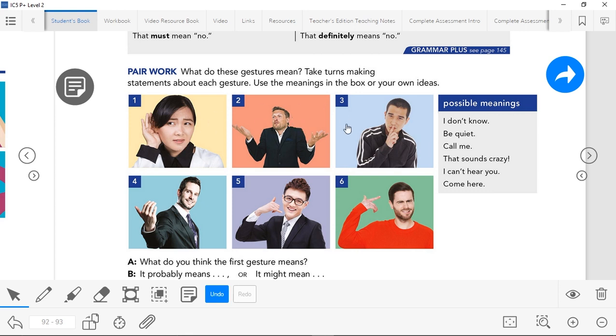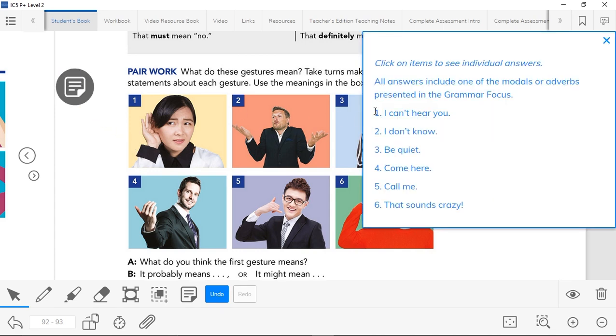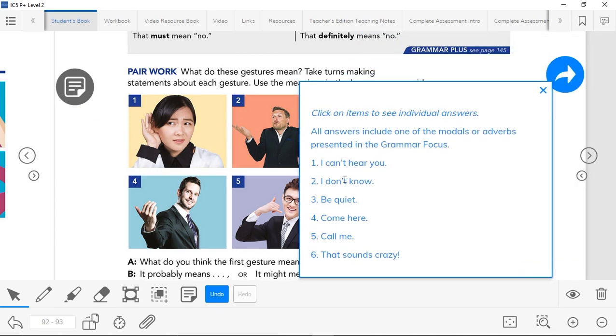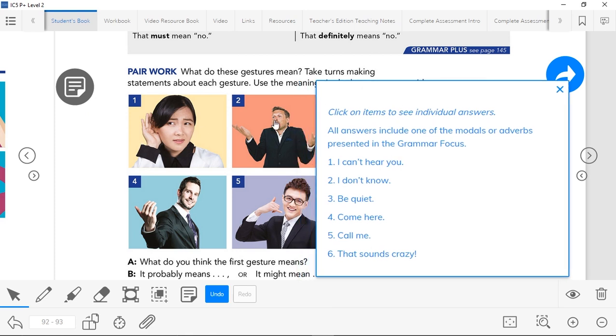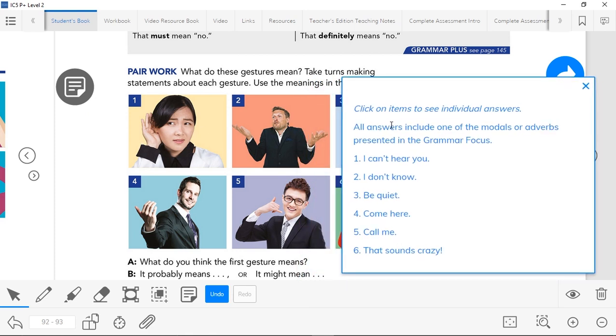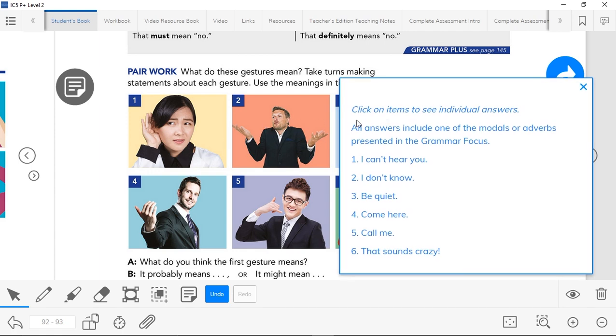Okay, so we have 6 different gestures and 6 different meanings. What do you think it means with each one of them? So take your time to complete this, to match these ones with these ones, and then we're gonna check. Okay, you finished? Let's check. Number 1, maybe it means I can't hear you. This one, oh no, I cannot hear you. Number 2, maybe means I don't know. He doesn't look like he knows anything.